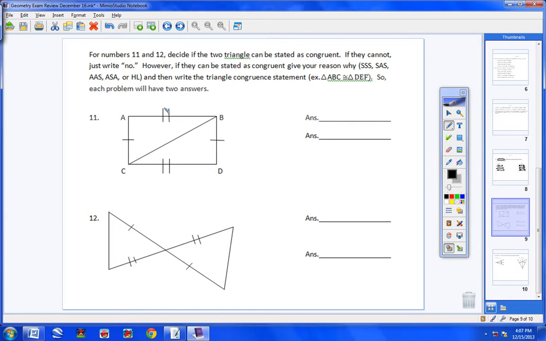Okay, numbers 11 and 12. Decide if the 2 triangles can be stated as congruent. If they cannot, just put no. If they can, tell me why.